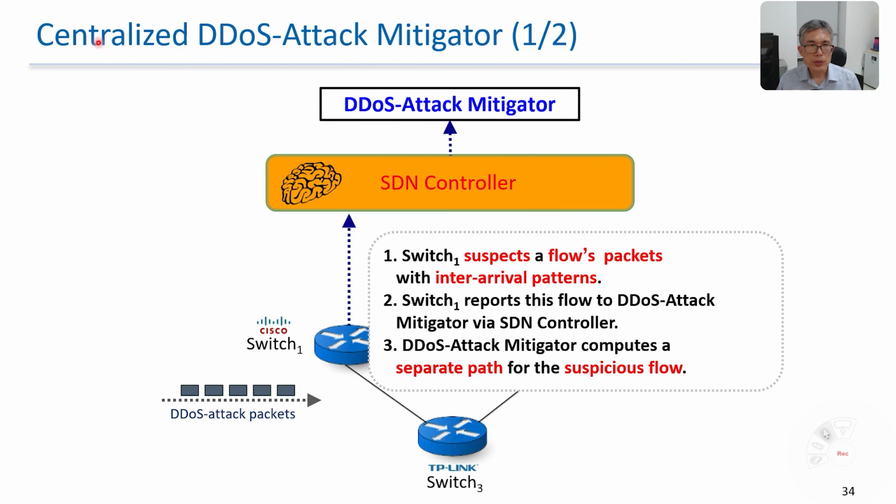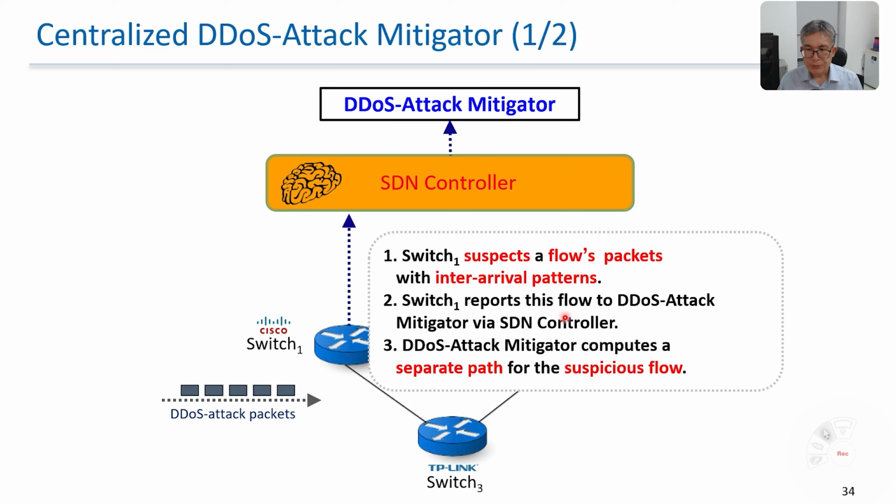Secondly, the second use case is the DDoS attack mitigator. So in that case, DDoS attack packets arrive at switch 1, and switch 1 suspects flows whose packets have a suspicious inter-arrival pattern, so the inter-arrival time is too short, and then those packets are considered DDoS attack packets. So first of all, the switch forwards the suspicious flow packet to the SDN controller.